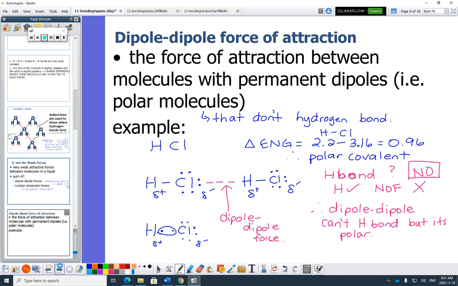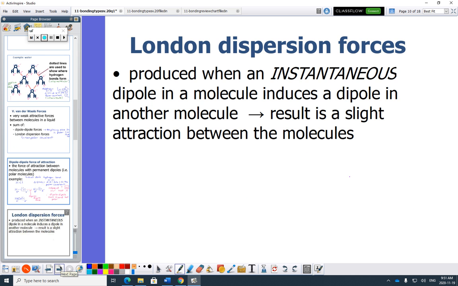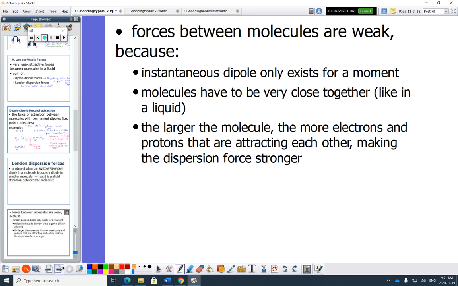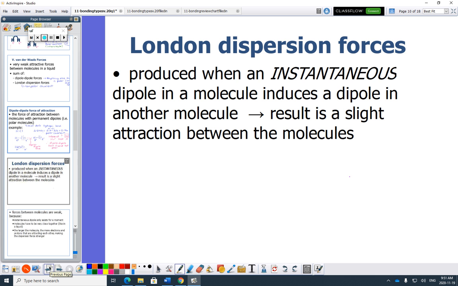Okay, and then the last kind is London dispersion. So the London part comes from naming it after the person to first describe them. The dispersion part is a better term, I think, because it describes what's happening. So when you have a nonpolar molecule, you would think, oh, that's equal sharing. They're not going to influence each other.